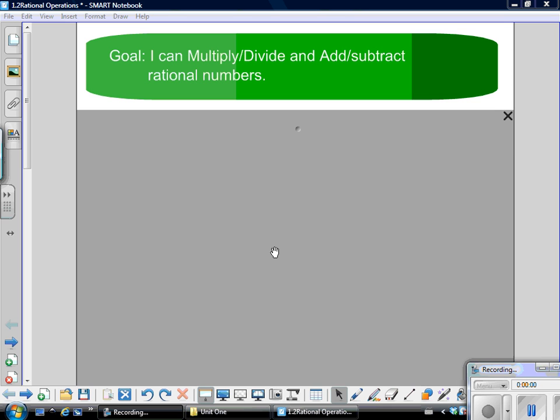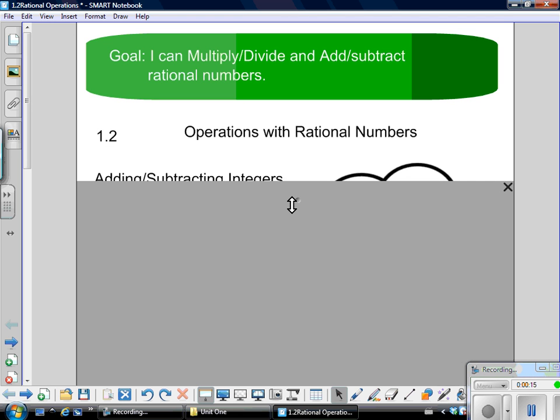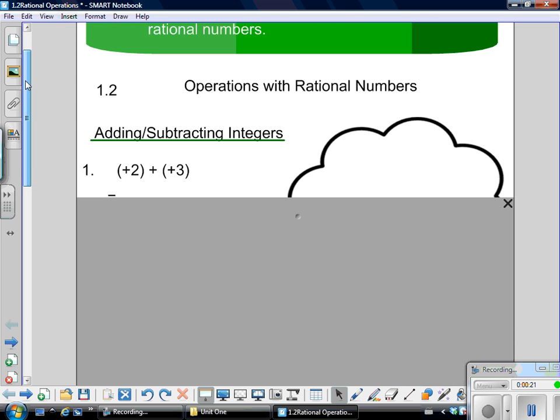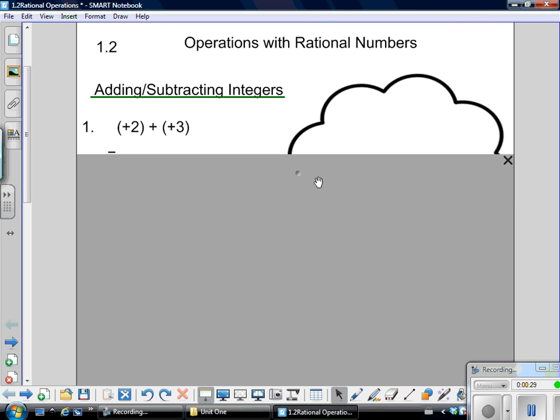All right, today's lesson is I can multiply, divide, and add and subtract rational numbers. So in other words, we're doing operations with rational numbers. Now, the first one we're going to look at when we're talking about rational numbers is integers specifically. Remember, integers do belong to the rational number set. So let's look at the first one.